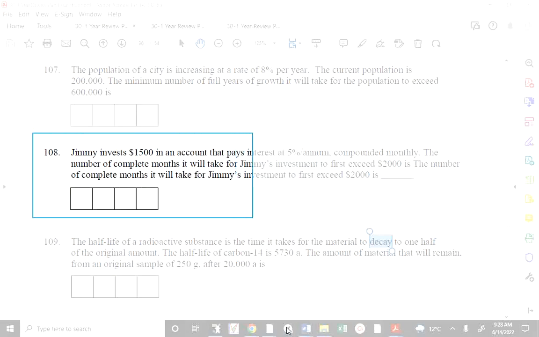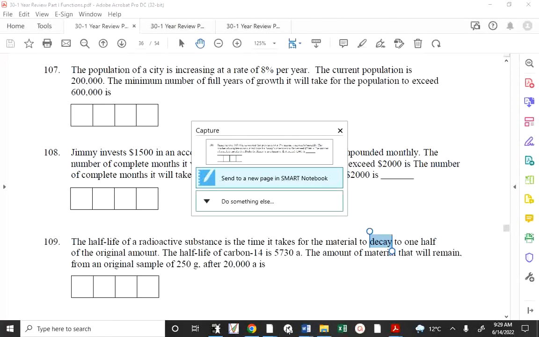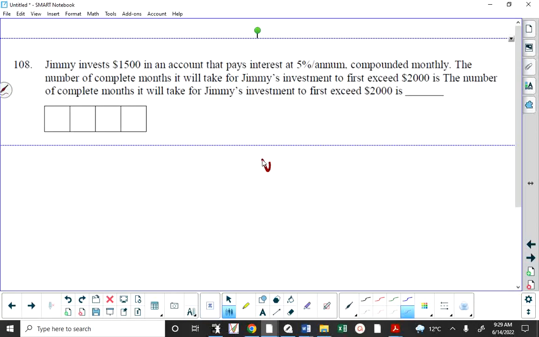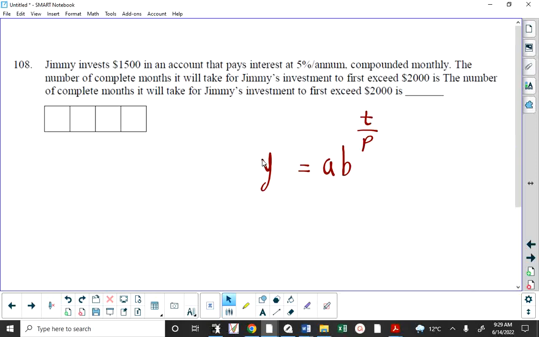So this is an application of exponential growth. More specifically, this is an application of this formula from your formula sheet. In this formula, A is the initial amount of whatever is growing or decaying or declining. It's the initial amount of the stuff. So if Jimmy puts $1,500 in an account, that's the initial amount in the account.